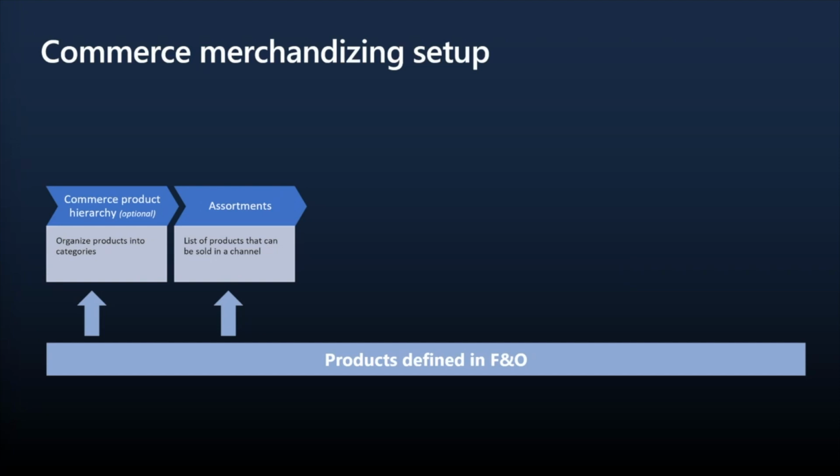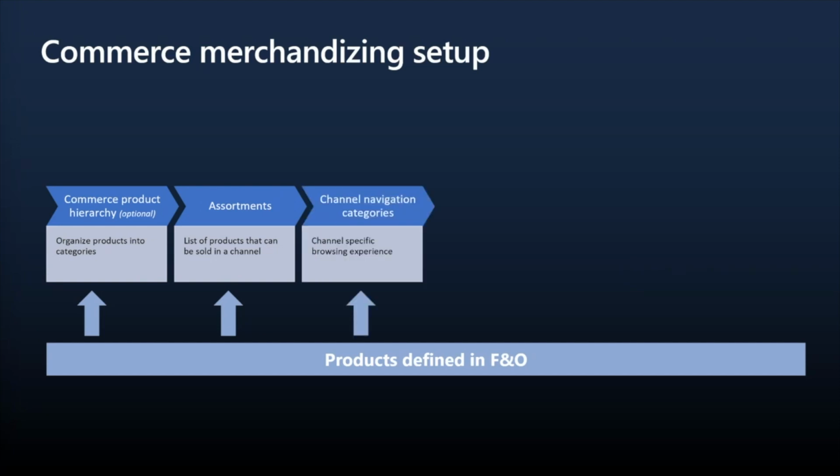The next concept is channel navigation categories. So this enables your online channel manager to create categories for a channel. Now, these categories are shown as a navigation hierarchy on the website and are visible to your customers. Again, the commerce product hierarchy was for your internal employees, for your internal ordering of your products. This one is an external facing hierarchy, which is defined for a channel. And the products added here would be seen by your customers.